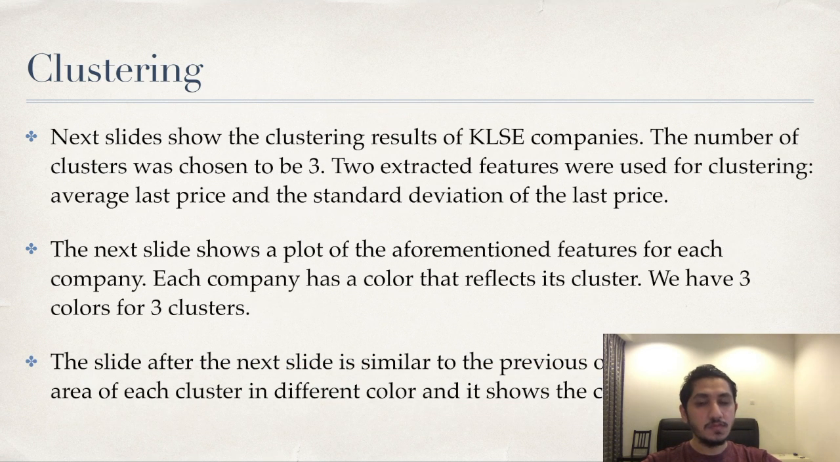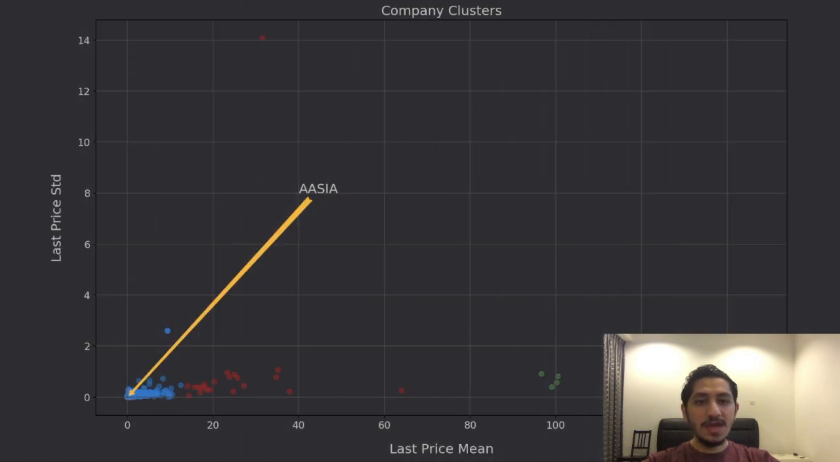So we chose the number of clusters to be 3, and we chose 2 extracted features to be used for clustering: the average last price and the standard deviation of the last price. And here, of course, we used Python as usual to do clustering using scikit-learn library. Here we can see the results.